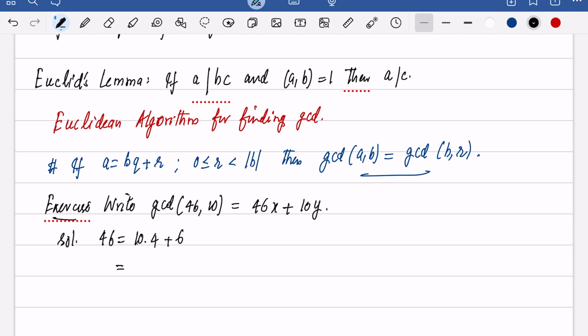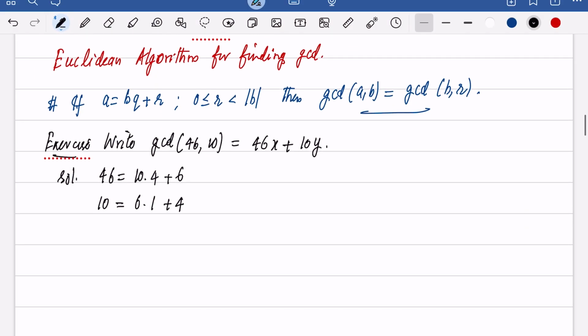Now GCD of 40 and 10 will be same as GCD of 10 and 6. So in the next step we divide 10 by 6. So it is 6 into 1 plus 4. Now here GCD of 10 and 6 will be same as GCD of 6 and 4. So we divide 6 by 4 and we get 4 into 1 plus 2. Now GCD of 6 and 4 will be same as GCD of 4 and 2. So we write 4 divided by 2, 2 into 2 plus 0.